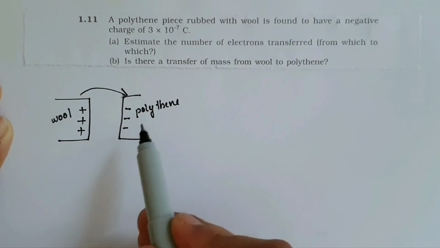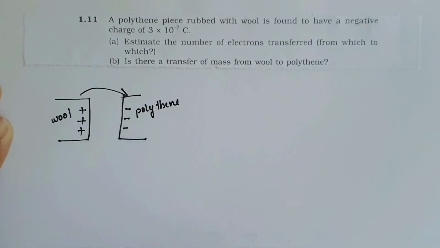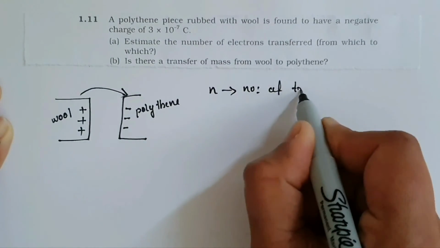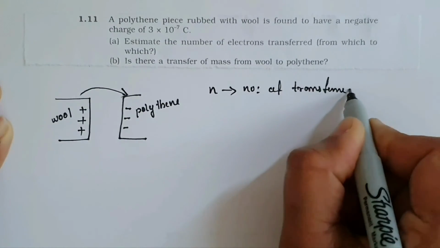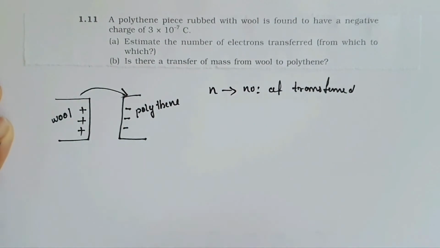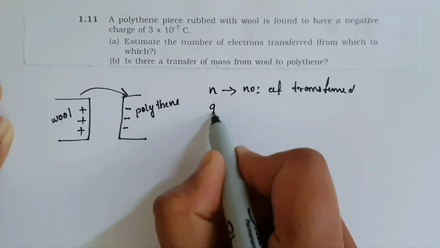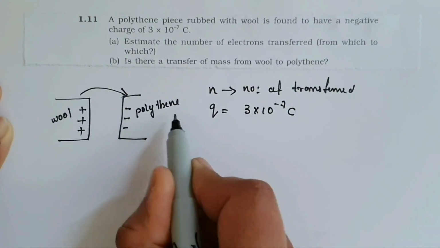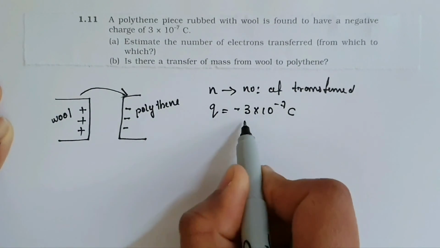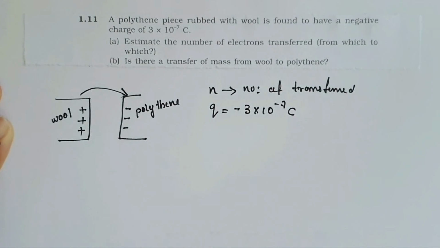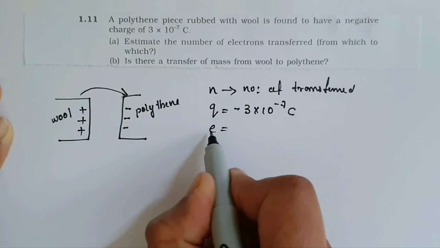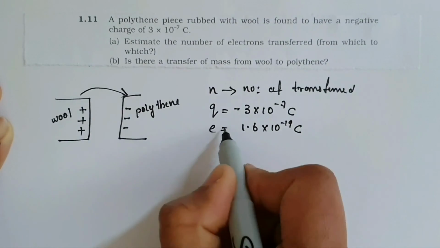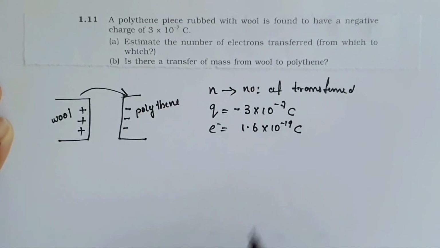Now our question is to find the number of electrons transferred. Let n be the number of electrons transferred from wool to polythene. Given the amount of charge on polythene piece Q, that is 3 into 10 raised to minus 7 Coulomb. This polythene has negative charge, so Q is equal to minus 3 into 10 raised to minus 7 Coulomb. We know that e is equal to 1.6 into 10 raised to minus 19 Coulomb. Charge of electron is 1.6 into 10 raised to minus 19 Coulomb.